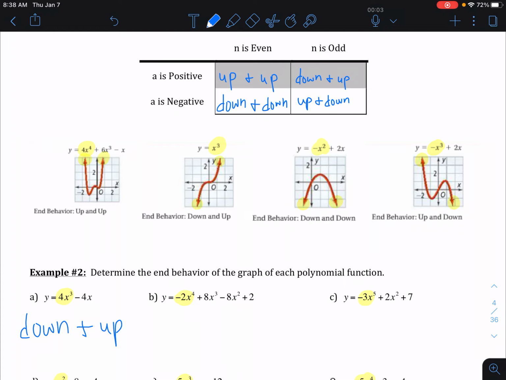Letter B, the leading term is negative 2x to the 4th. The a is negative, and the n, the exponent, is even. So a is negative and n is even. That would be this here, down and down. So we're simply going to write down and down. The C, the leading term is negative 3x to the 5th. a is negative, and the n exponent is odd, so that would be up and down.